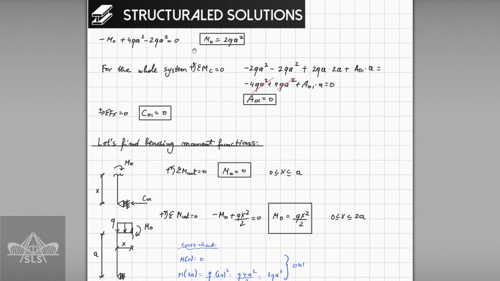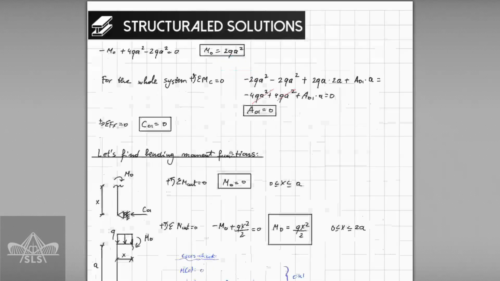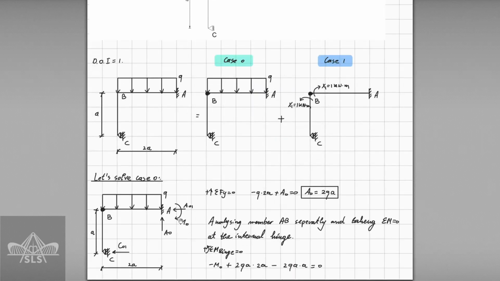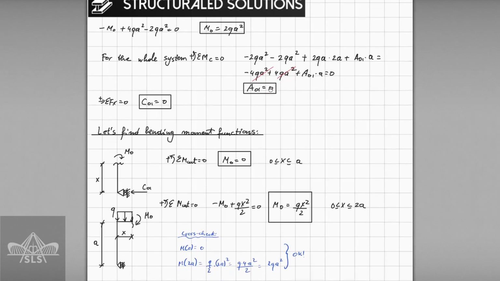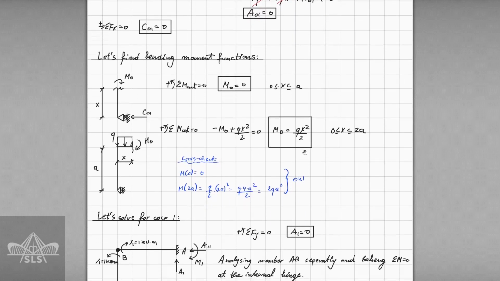And let's check what we got from this M0, which is basically the bending moment at this point. This M0 is going to be 2qa squared. So our bending moment functions are correct.